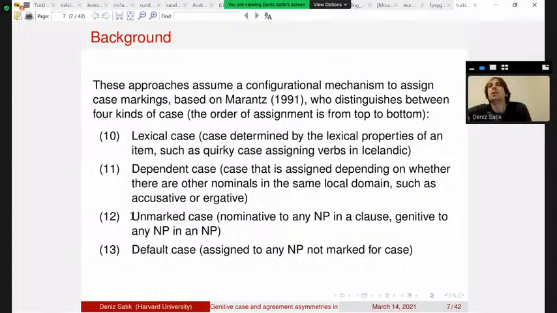So the default case in Turkish appears to be nominative. Like, kim geldi? Ben. That seems like nominative. But in English, there is a distinction between unmarked case, if English even has unmarked case, and default case. So, who came? Me. The default case in English appears to be accusative. So that's some reason to distinguish between unmarked case and default case.